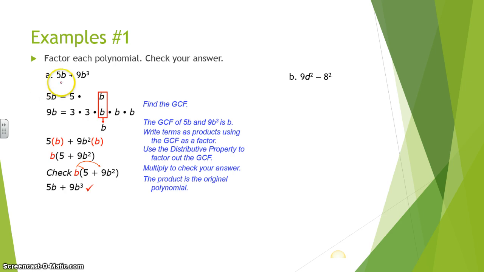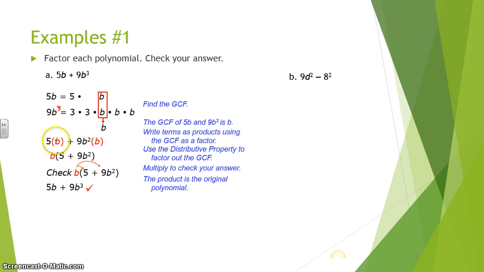So when we factor out 5b, that's 5 times b. When we factor out 9b to the third, that's 3 times 3 times b times b times b. And what would be the greatest common factor of both 5b and 9b to the third? Well, it's going to be b here. It's circled in red. And then what we're going to do is write the terms as products using the greatest common factor as a factor.